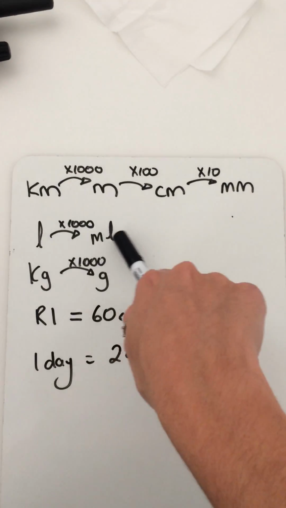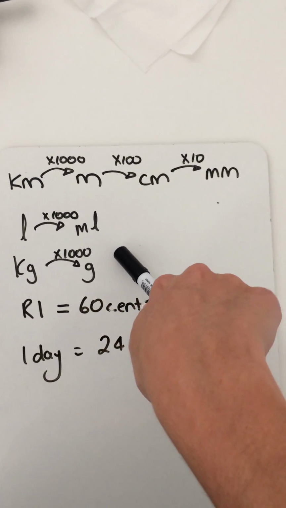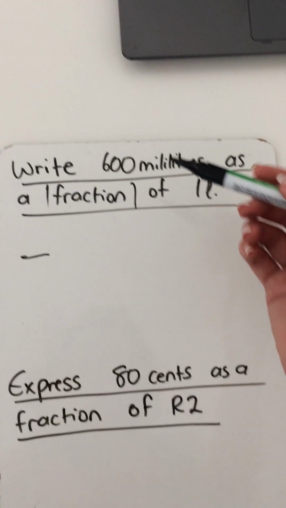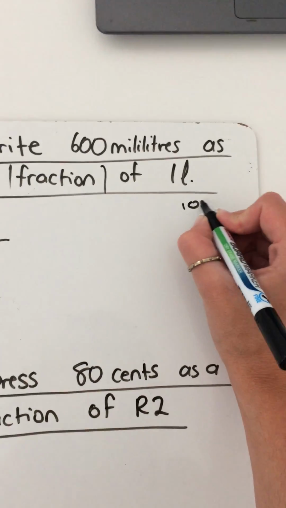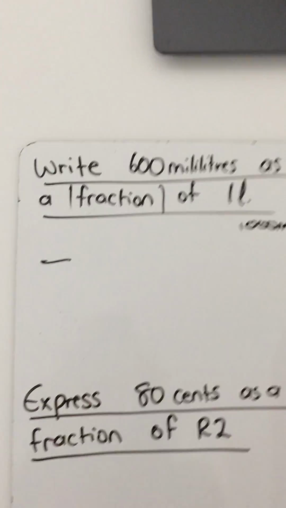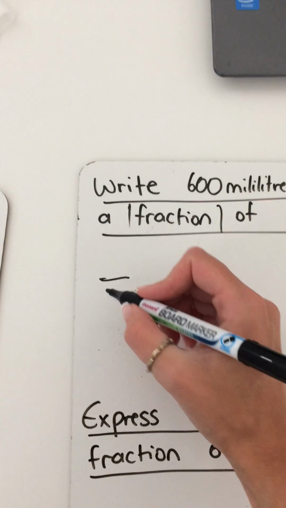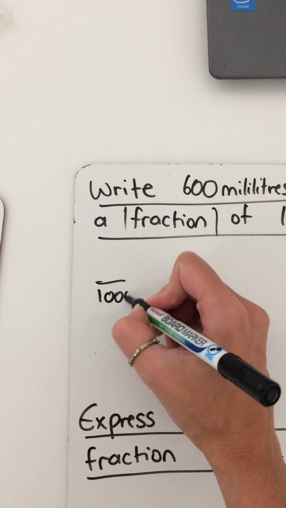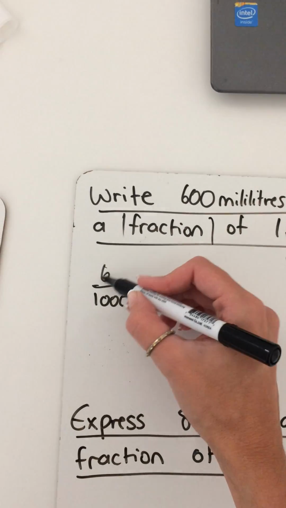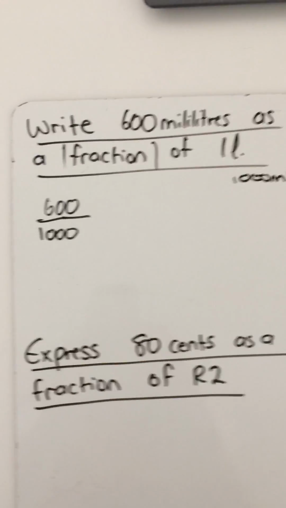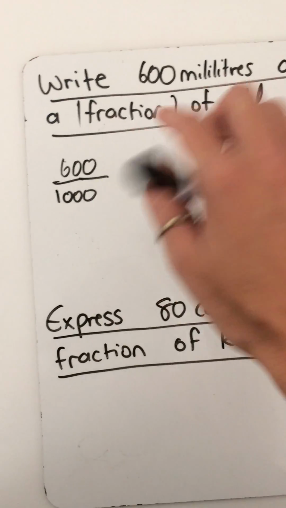I know that inside 1 liter, there are 1,000 milliliters. So I have 600 milliliters out of a possible 1,000 milliliters. So because 1,000 is the total amount that I can get, that is my denominator, 1,000 milliliters. But I only have 600 milliliters, so that becomes my numerator. And I've expressed it as a fraction.